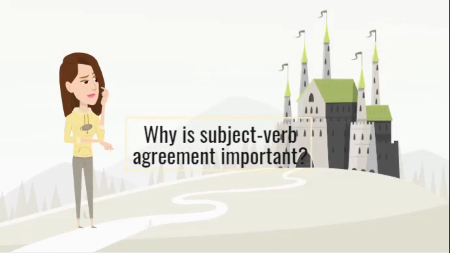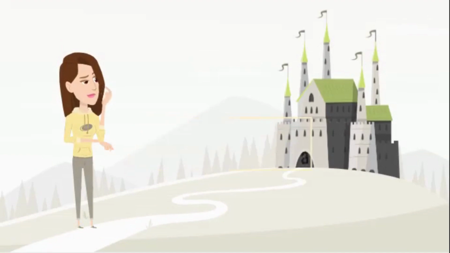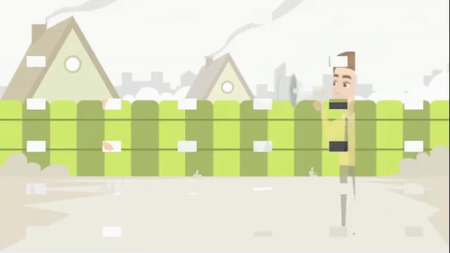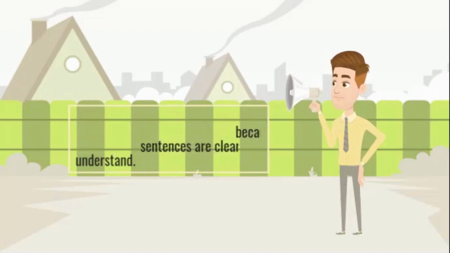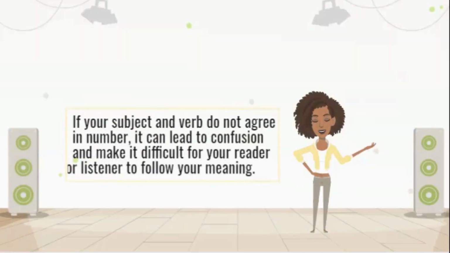Why is subject-verb agreement important? Subject-verb agreement is important because it helps to ensure that your sentences are clear and easy to understand. If your subject and verb do not agree in number, it can lead to confusion and make it difficult for your reader or listener to follow your meaning.